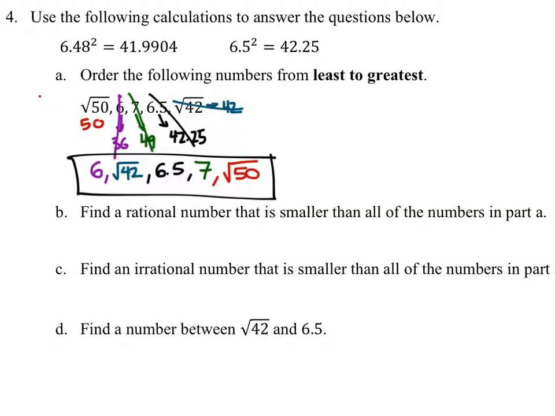Find a rational number that is smaller than all the numbers in part A. The smallest number we have is 6. So what would be a rational number smaller than 6? 1.5 works. What else? 5. The square root of 16 is 4. You could use 4. Square root of 4. Yeah, anything like that, even something like negative 80 would work.